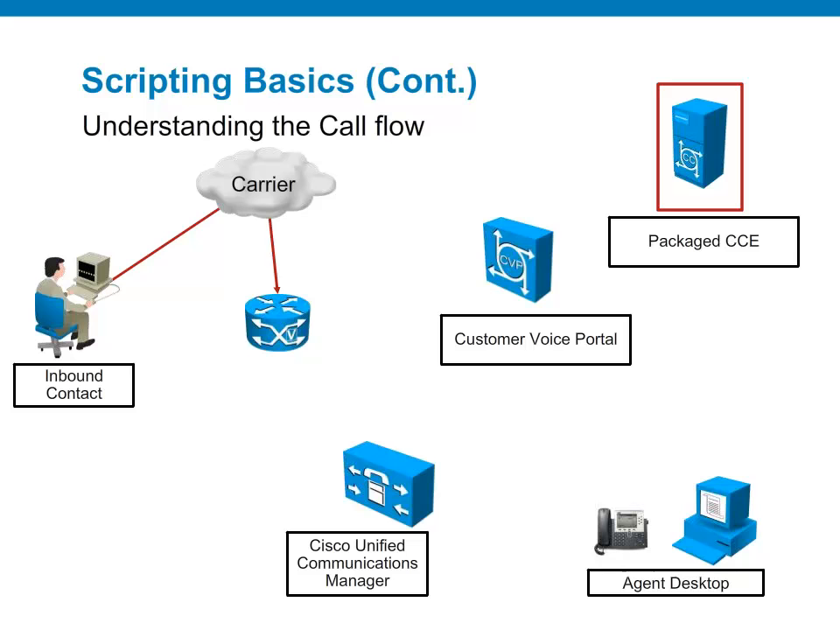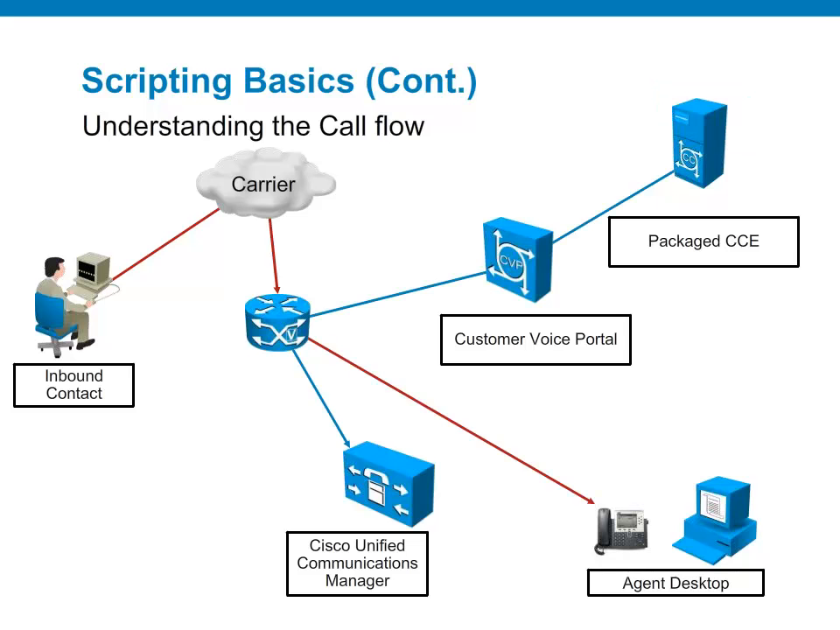So the next question is, what can the Packaged CCE script do with a call? Packaged CCE can direct the call to be sent directly to an agent. It does this by sending a label to the CVP, which then directs the voice gateway to move the call onto an agent via CUCM. Or, if needed, Packaged CCE can direct CVP to connect the call to the voice browser in the gateway to provide caller treatment while the caller is in the queue.